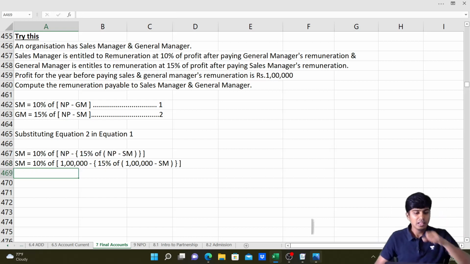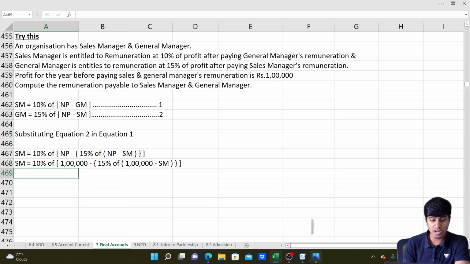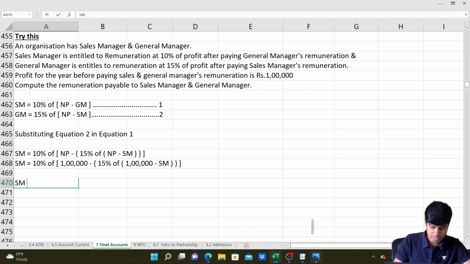Is this fine? Does it make sense so far? 1 lakh minus 15% of 1 lakh. It's exactly the same as the previous line. Only thing is I've substituted NP with net profit because we know it. Now let us solve this a little further. Sales manager's remuneration is 10%.